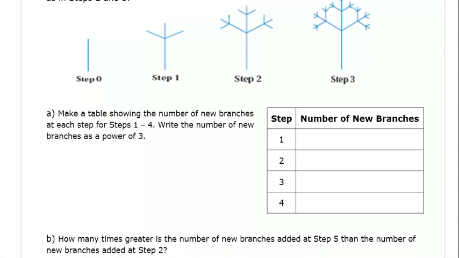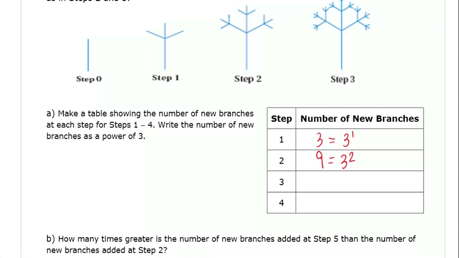So it says make a table showing the number of new branches at each step for steps 1 to 4. Write the number of new branches as a power of 3. So in step 1, there were 3 new branches. If we want to write that as a power of 3, that would be 3 to the first. In step 2, well, it's 1, 2, 3, 4, 5, 6, 7, 8, 9. I want to say that 9 can be written as a power of 3 squared.